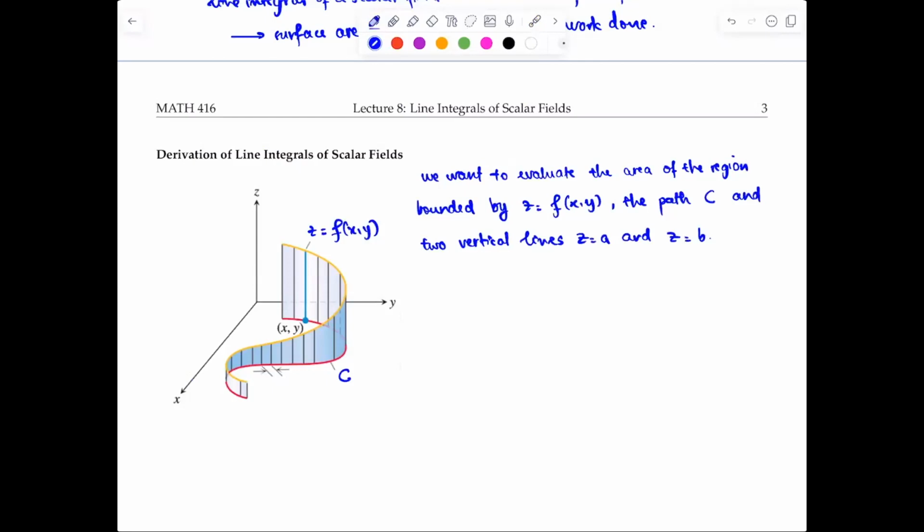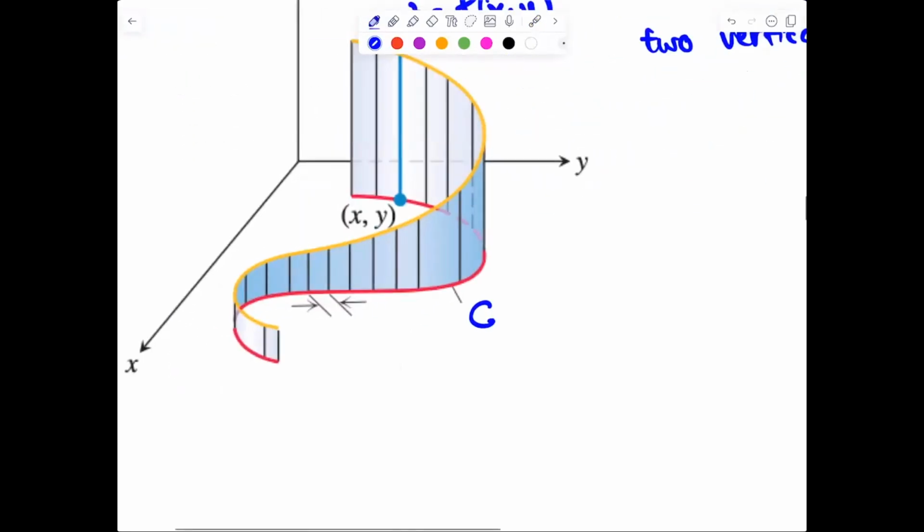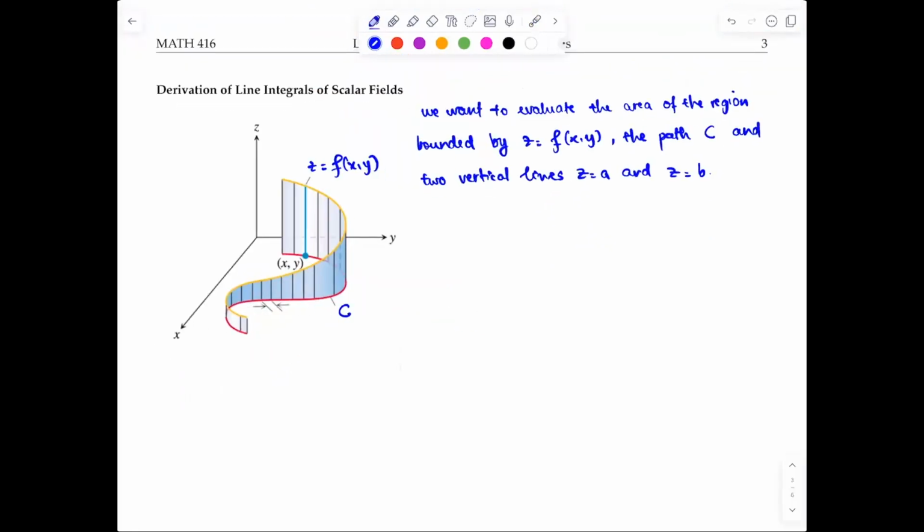So we're gonna do the same approach as when we did the definite integral for single variable functions. For the area of the region, you partition the region into multiple rectangles. But now instead of dividing the x-axis into n sub-intervals, you're going to divide the path C into n sub arc lengths. Instead of delta x that you see in the definite integral, here I'm gonna call this delta s.